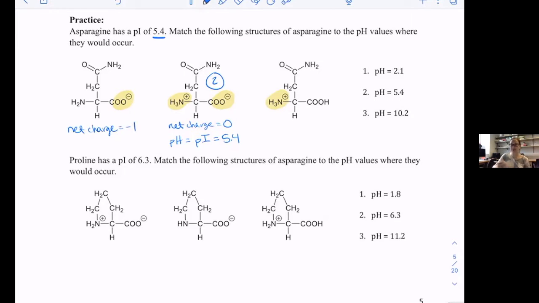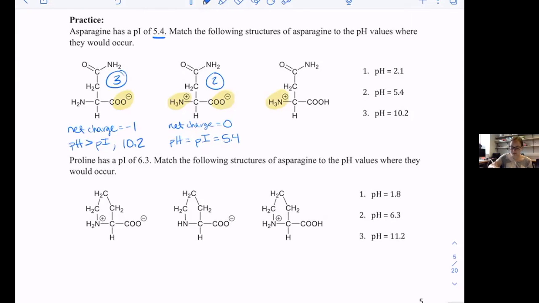So that means if we have a negative charge, we have to be in a basic environment. You cannot have an acid with something with a negative charge because those are going to neutralize one another. So if the net charge is -1, we're in a basic environment. So pH is greater than pI. Based off of our choices, the pH is going to be 10.2. So number 3.